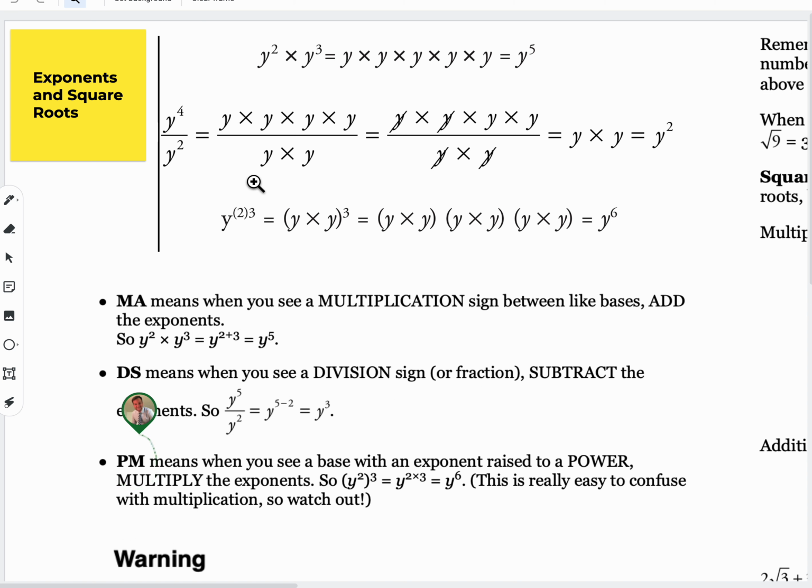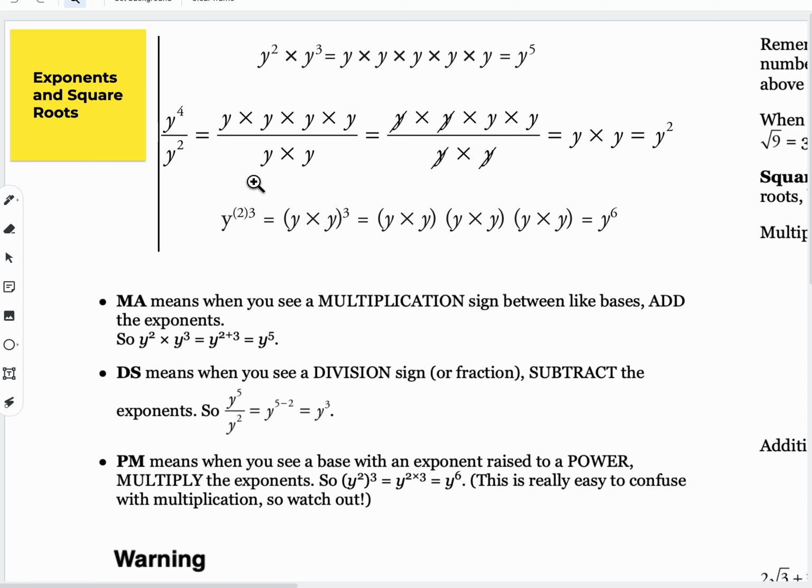PM means that when you see a base with an exponent raised to a power, you multiply the exponents. For example, y squared to the 3rd power will be y to the 2 times 3 power, which will give us y to the 6th power. Now do take note, this is easy to confuse with multiplication, so be careful there.